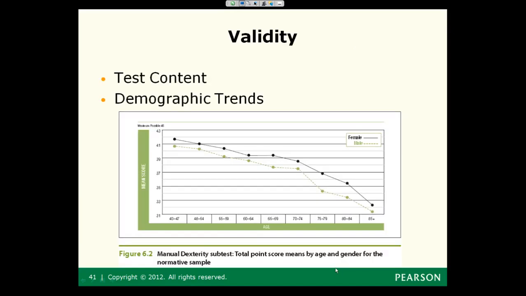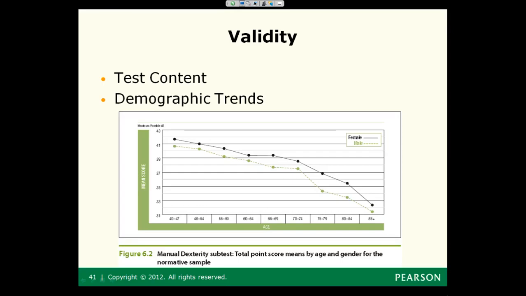In terms of validity, I want to hit on the demographic trends since we're running out of time. In the demographic trends example that I'm showing you here, you can see how the performance of the norm group declines as the age increases, and that's really important. This example is for manual dexterity, and it shows a steady decline in test performance with age. And that's what we'd expect, right? As a person's age increases, their performance on the test items should decrease.